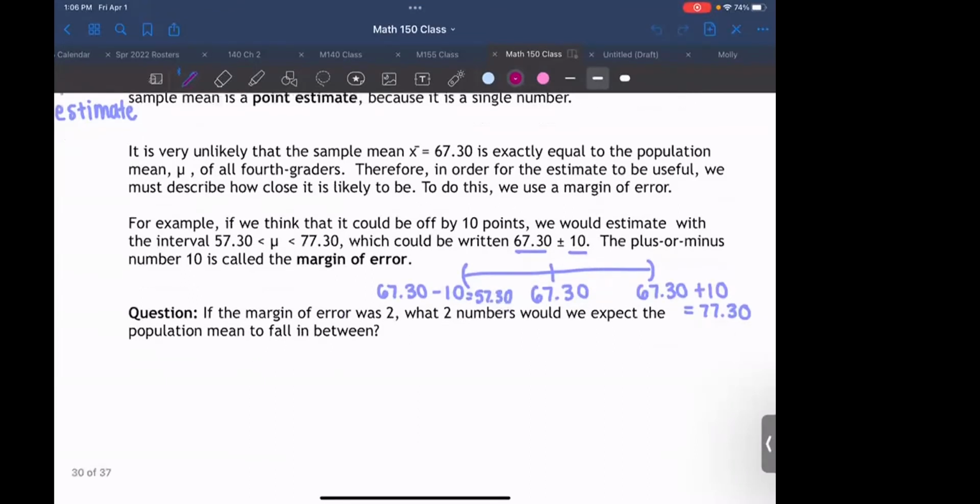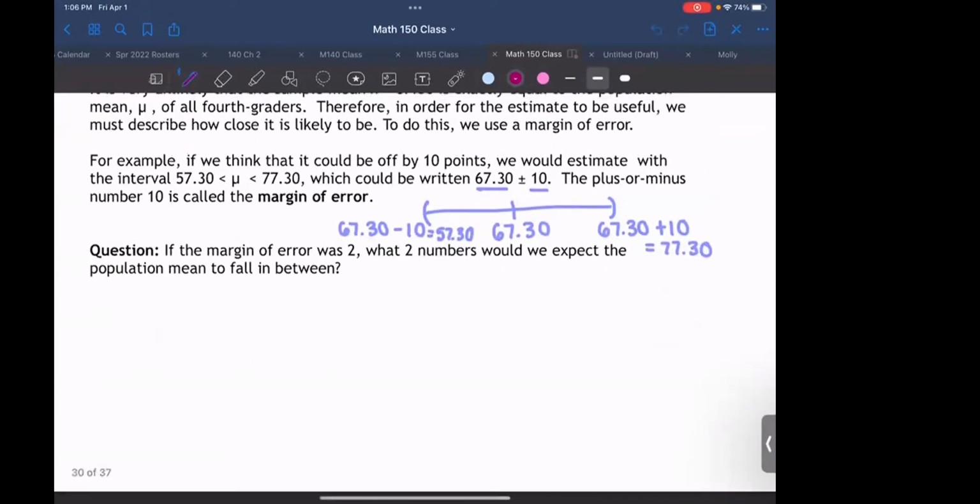I have a question. I kind of pulled 10 out of thin air. What if the margin of error was 2? How would I find the 2 numbers that I would expect the population mean to fall between? How would I find those 2 numbers? Yeah, I think I see what you're getting at.